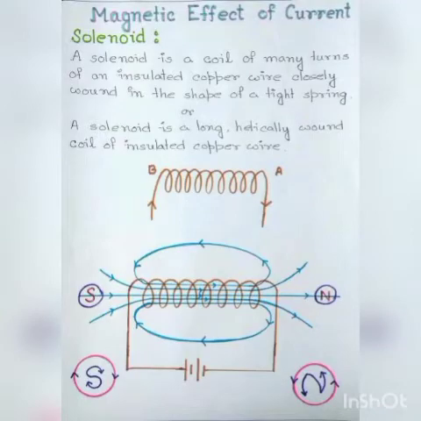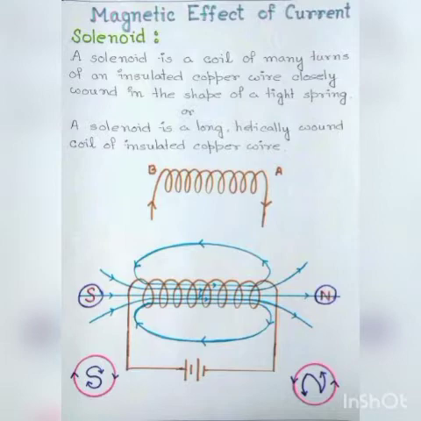Good morning, dear students. Today we will start our class with the discussion of magnetic field due to a current in a solenoid. Now, what is a solenoid? A solenoid is a coil of many turns of an insulated copper wire closely wound in the shape of a tight spring, or we can say a solenoid is a long helically wound coil of insulated copper wire.